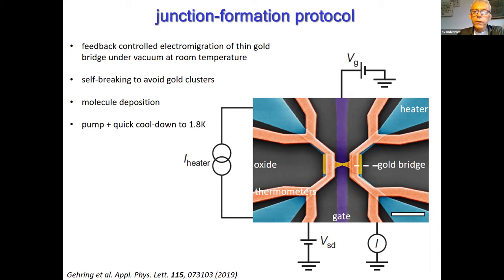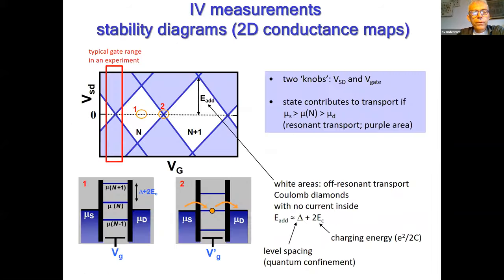So there's still a connection then from gold. And then we found that because of the electromigration, you put so much strain in this very narrow bridge that it just opens up by itself. And the advantage of that is that it will be done in a more gentle way so that you don't form additional gold grains that may form during this process. We then do the molecule deposition. We then pump and cool down to 1.8 Kelvin.